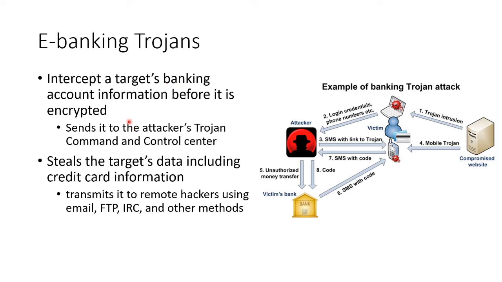An e-banking Trojan is specifically to intercept the target's banking account information, and we get it before it's encrypted, and we send it to the Trojan's command and control center. This is how we steal someone's credit card information. And that information is sent to us by email, IRC, FTP, other methods.